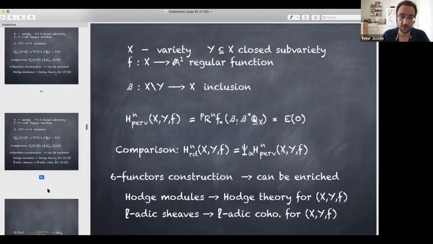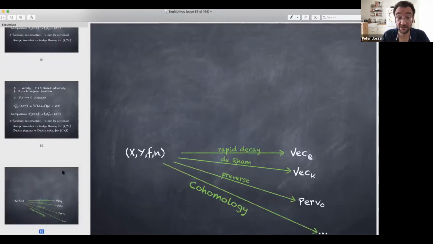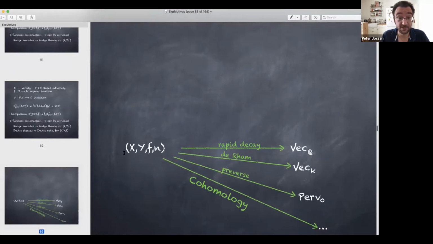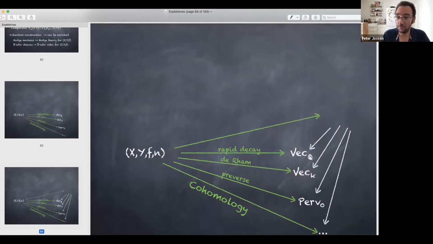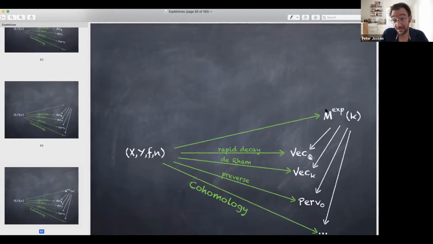Good. So that begs the question whether there is one which is universal, better than all the others. I summarize this like this. So for now, we have a bunch of cohomology theories. Each of them takes values in some abelian tensor category, in some Tannakian category. So rapid decay cohomology takes values in Q-vector spaces. The de Rham goes to K-vector spaces. The perverse cohomology goes to Perv_0. And then there are other cohomology theories that I don't know where they go. And the idea would be to find some theory such that every other cohomology theory factors through the one. So some universal cohomology theory, and it would take values in some abelian, possibly Tannakian category, which we, if it exists, call exponential motives.